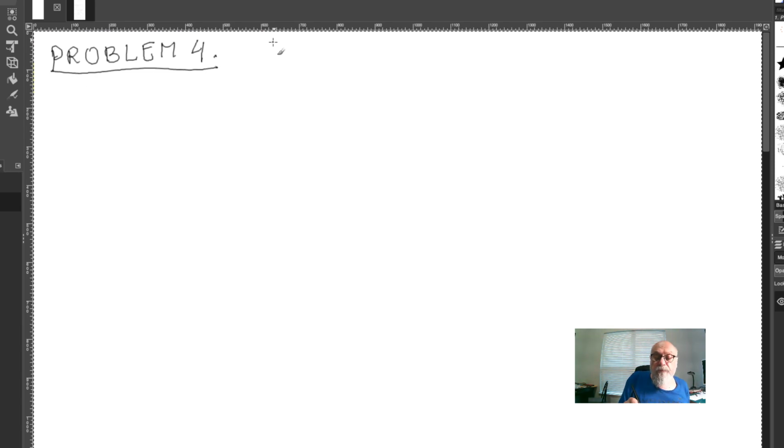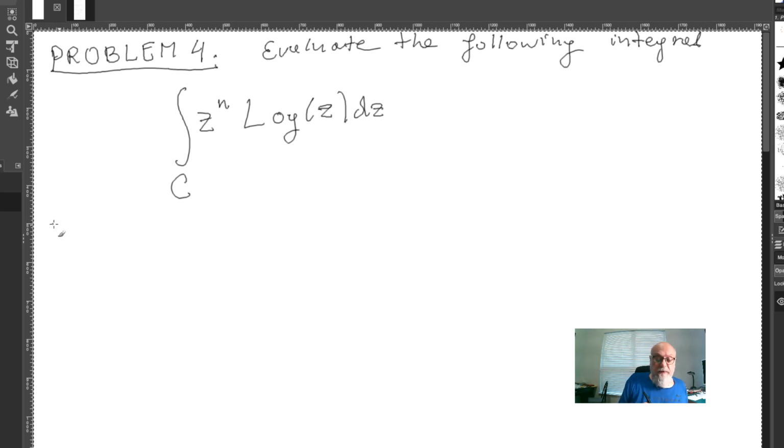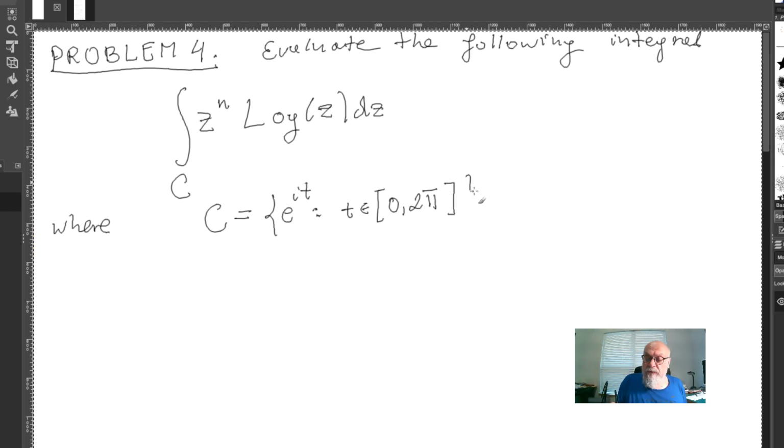Evaluate the following integral. So the integral is like this. C is a contour, we'll describe it in a moment, Zn, and this one is log z, and this will be dz, but where C is equal to e to the it, and now we assume that T is the contour that starts at this position and ends in this position. Okay, let's do it for exactly this contour, exactly this position.